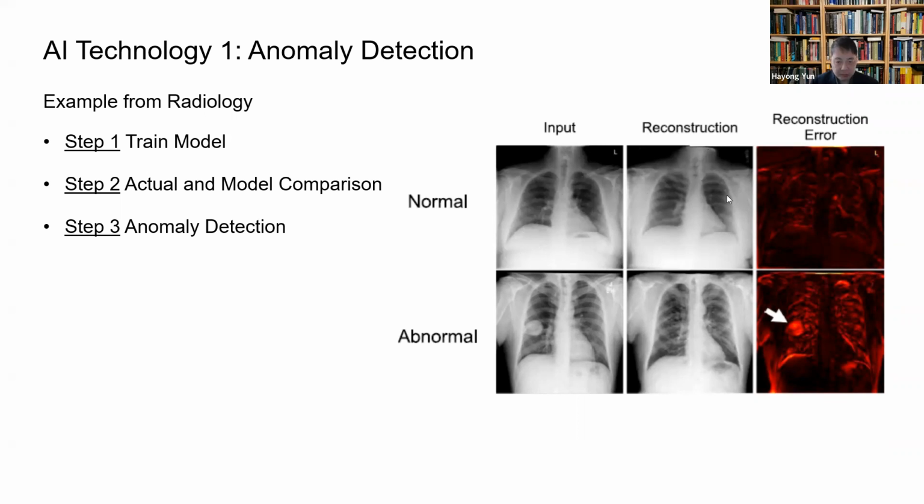And you can make a comparison. If it's similar, then no problem. But sometimes you get a sick patient, and then the AI prediction, which reconstructs a healthy patient's chest, will have a difference like here. And when you compare this and see a difference, then you tag it and examine the patient more carefully. So this is called anomaly detection.